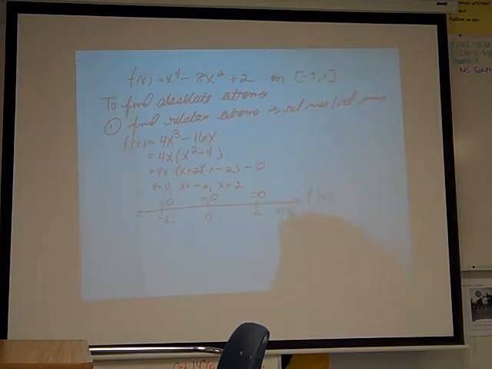So we pick a point to the right of 2. I'm going to go with x equals 3. I'm going to pick a point between 0 and 2. Let's be kind. Let's say x equals 1. Between negative 2 and 0, we pick negative 1. And to the left of negative 2, say we pick negative 3.